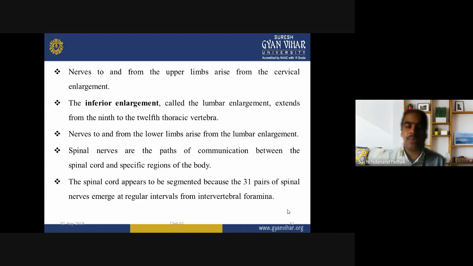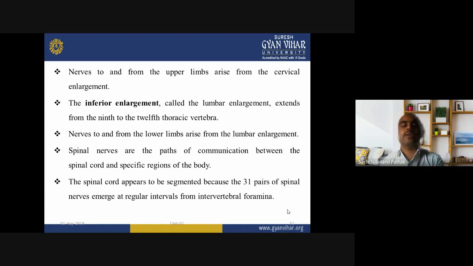Spinal nerves are the path of communication between the spinal cord and a specific region of the body. The spinal cord is an extension of the brain, we can understand it. But the spinal cord is also a link between the organs and the brain. So every organ present inside the body, the spinal cord can communicate with these organs. It is a path of communication between the brain and the organs.